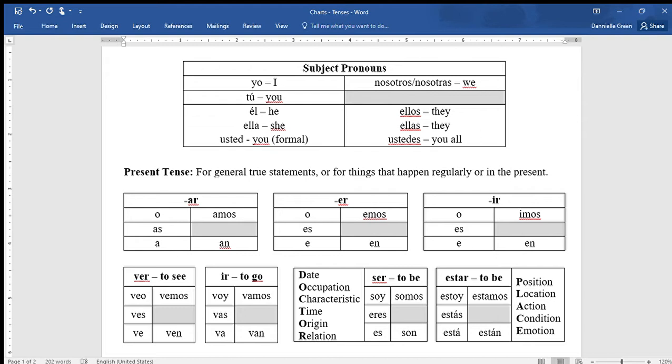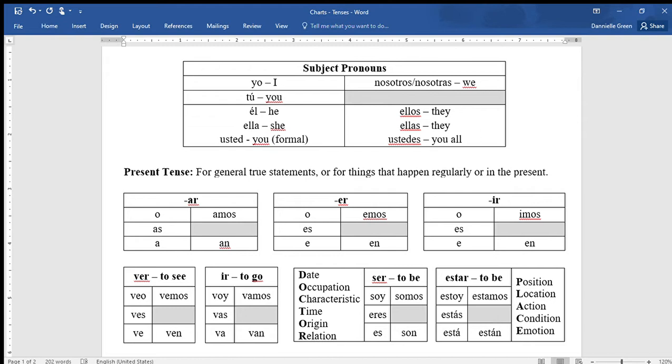We use the present tense for generally true statements, like the sky is blue, he is tall, stuff like that. Or for things that happen regularly, like I go to school every day. Yo voy a la escuela todos los días. Or the teacher teaches and the students learn. That's just something that happens. We use present tense for that.